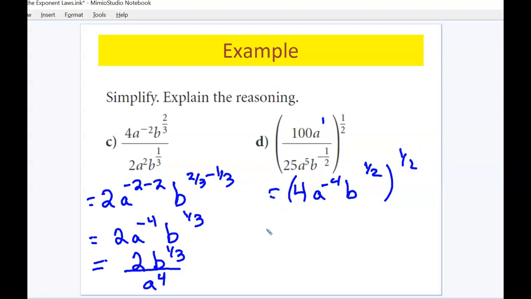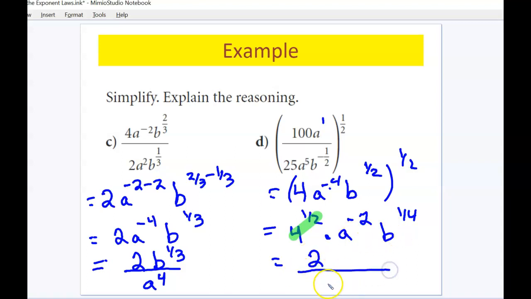Now I can apply the 1/2 to each term in my product. So this is going to be 4 to the 1/2 times a to the minus 4 to the 1/2, I multiply my exponents. Negative 4 times a half is going to be negative 2. And for b, a half times a half is going to be a quarter. Now I can simplify 4 to the 1/2 because that really means the square root of 4, which is 2. This a to the negative 2, I'm going to move to the bottom to make it a squared, and I have b to the 1/4, and that would be my final answer with no negative exponents.